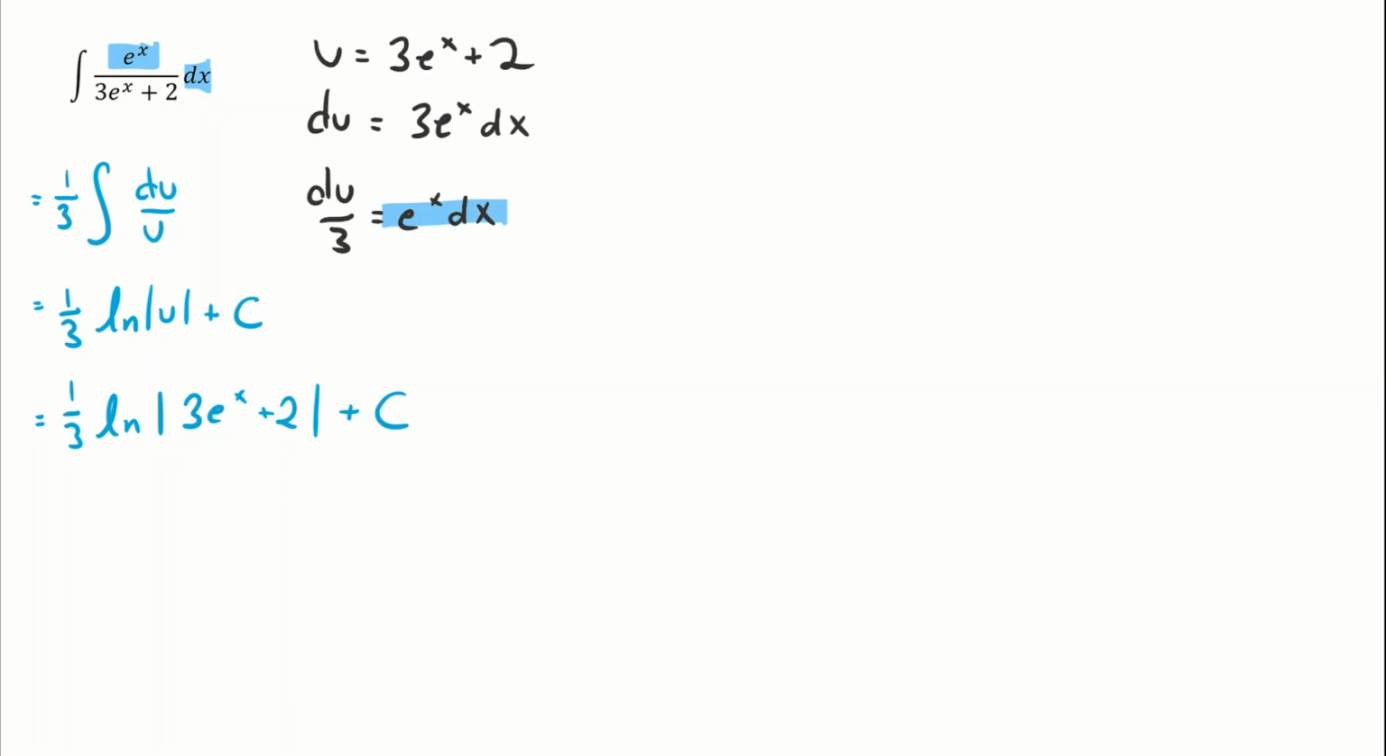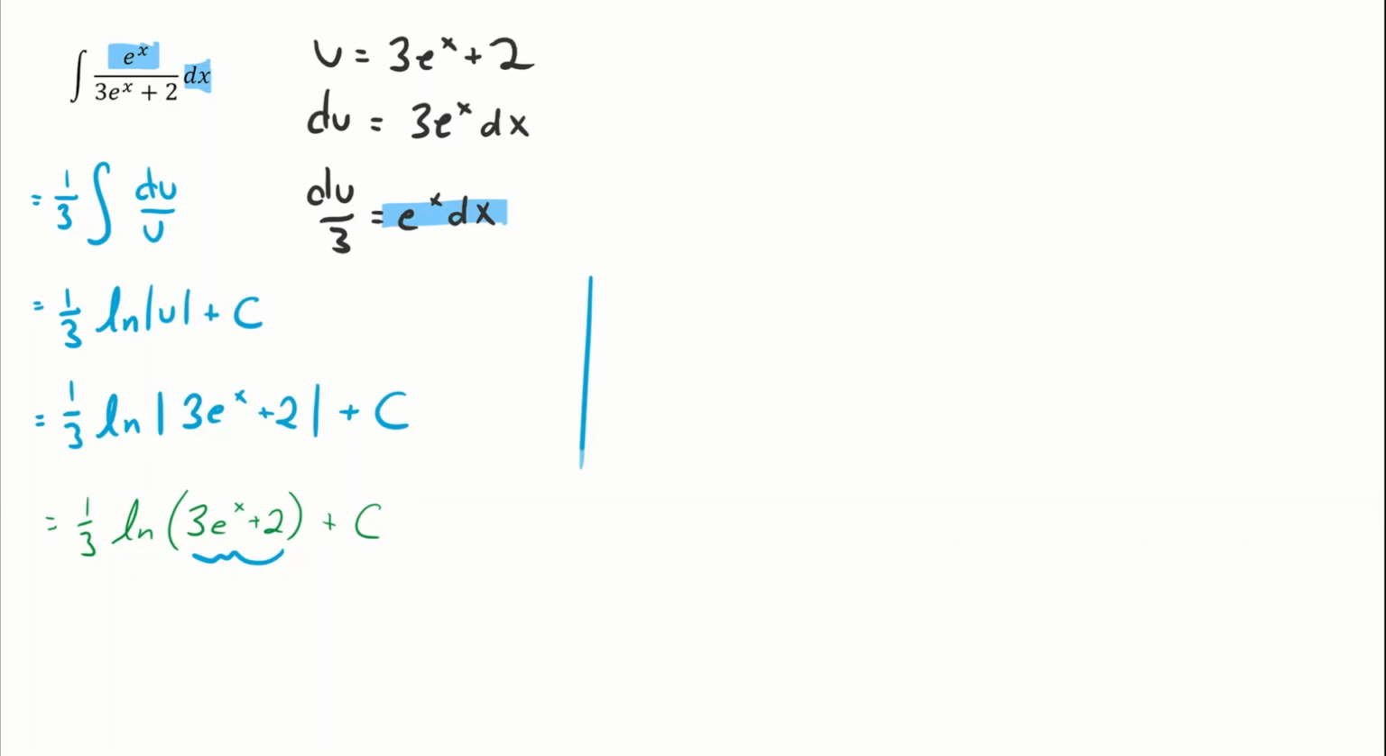Now one last thing I will say is I can actually rewrite this as 1/3 times the natural log of parentheses 3 times e to the x plus 2. So I took away the absolute value bars. And in this specific case, that's okay. Because in fact, that little chunk, 3 times e to the x plus 2, no matter what I put in for x, that's going to be positive. Always. Think about it.